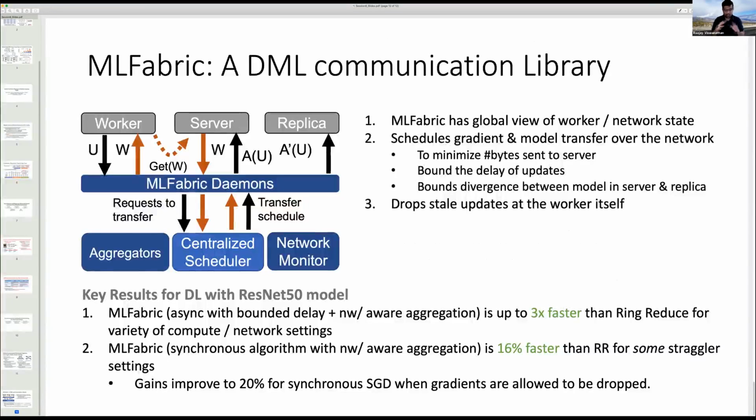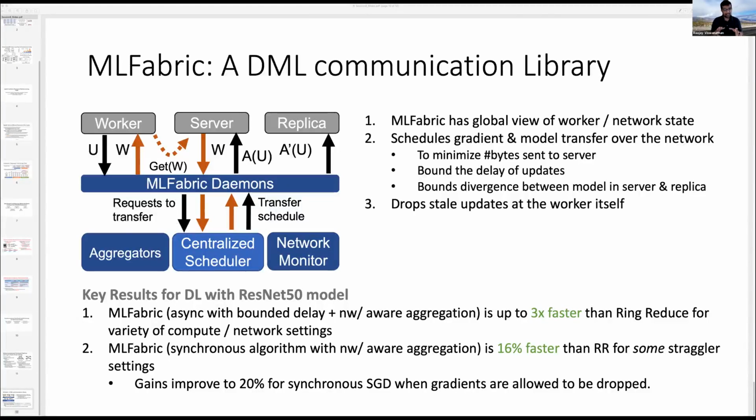Aware of this problem, we propose a communication library which essentially wants to improve the performance of DML training by taking a holistic view of both the network and the computing delays. So ML Fabric is a communication library which sits below the DML application layers. It could sit below a TensorFlow worker or a PyTorch worker, and it intercepts all communications.